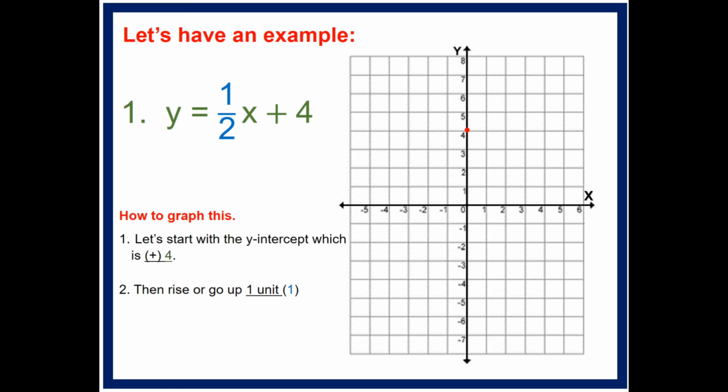Second, or the next step, then rise or go up 1 unit. That is our 1 there, and we're going to go 1 unit. You see the green arrow going up 1 unit. And run, or go right, how many times? 2 times. 1 and 2. And we put a dot in there.